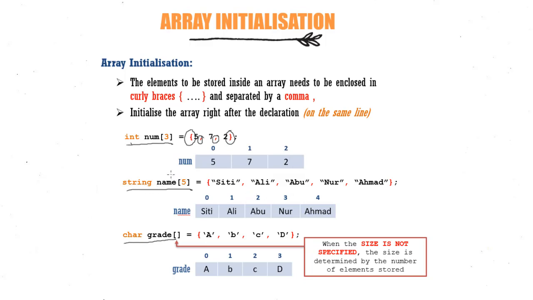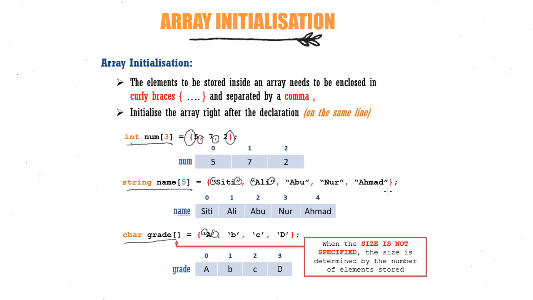Same goes here as well. Since this array is called name and it can store 5 elements, there will be 5 locations here. I can store string inside there, so that's why we have quotation marks. Depending on your data type, you need to follow the syntax rules. So if it's string, then you need to have the double quotation mark. If it's char, then you need to have the single quotation mark. That's the difference between string and char, if you remember.